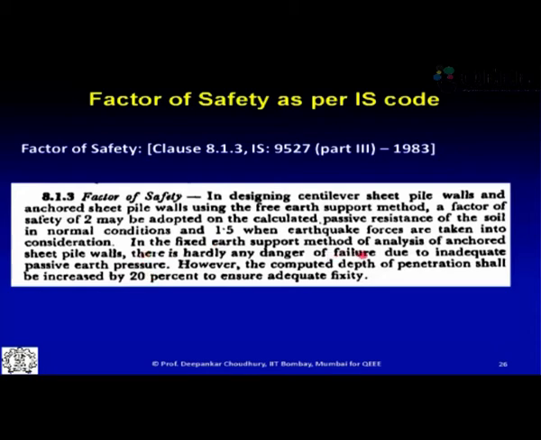In the fixed earth support analysis, anchored sheet pile wall, there is hardly any danger of failure due to inadequate passive pressure because you are going much deeper in the soil. However, the computed depth of penetration, whatever we get from that analysis, has to be increased by 20% to ensure that the fixed earth condition or fixity condition is arising at the site.